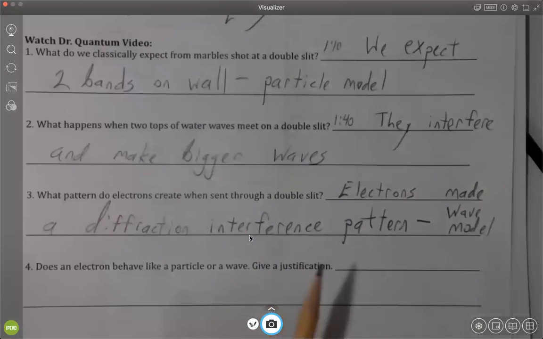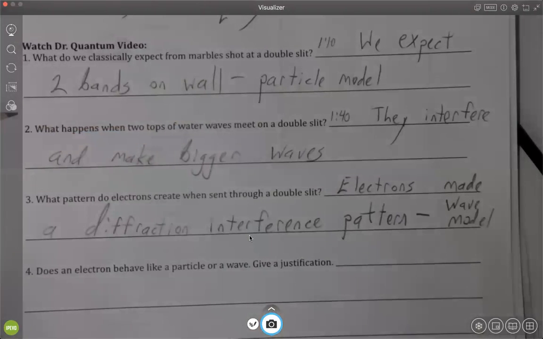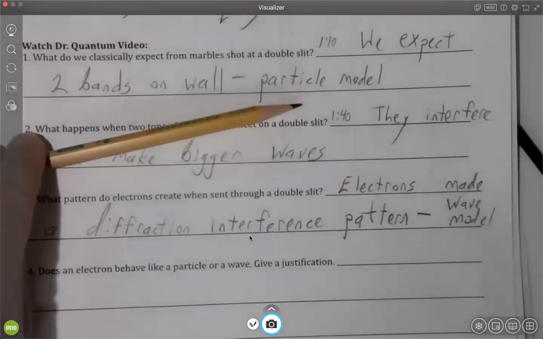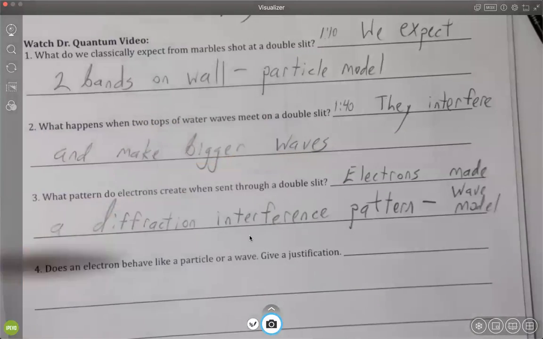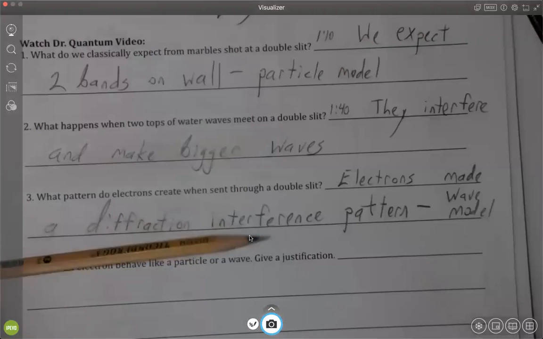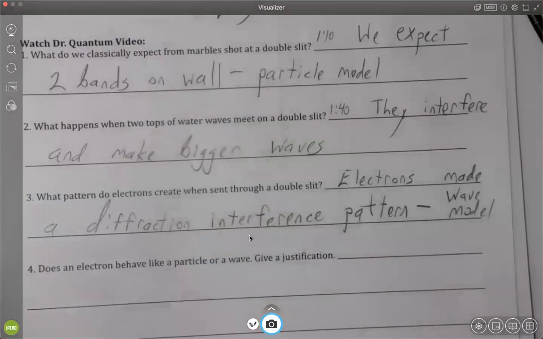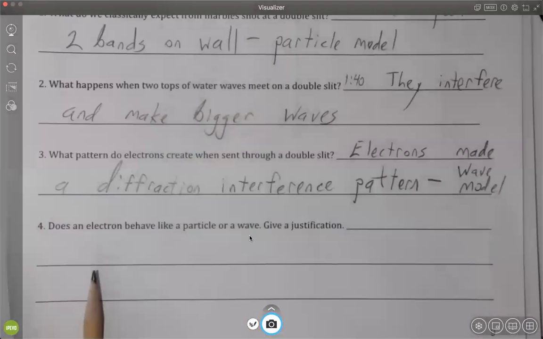Now we saw in that when you watched those light particles, it formed these two bands on the wall, which showed us the particle model. And then when we weren't looking at the light particles, then it formed this diffraction interference pattern, which is described by the wave model. So I want you to tell me if it behaves like a particle or like a wave, and just tell me which one you're thinking. So I'm going to give you guys like a minute to try to write that up.